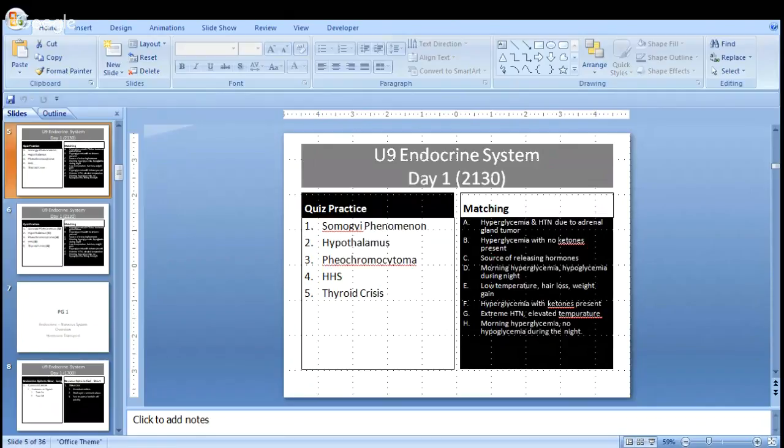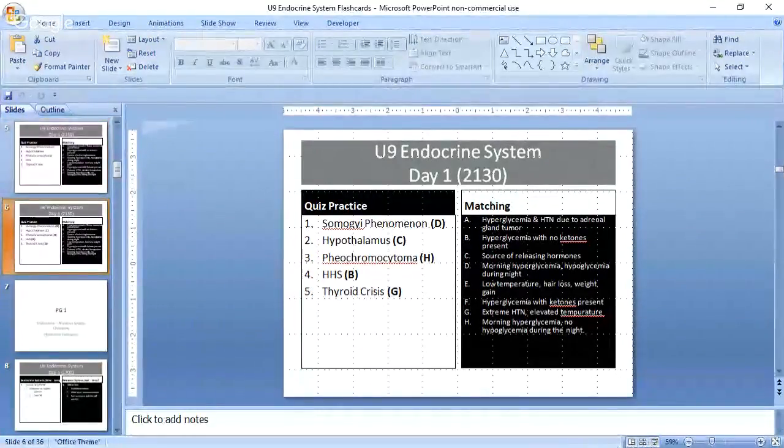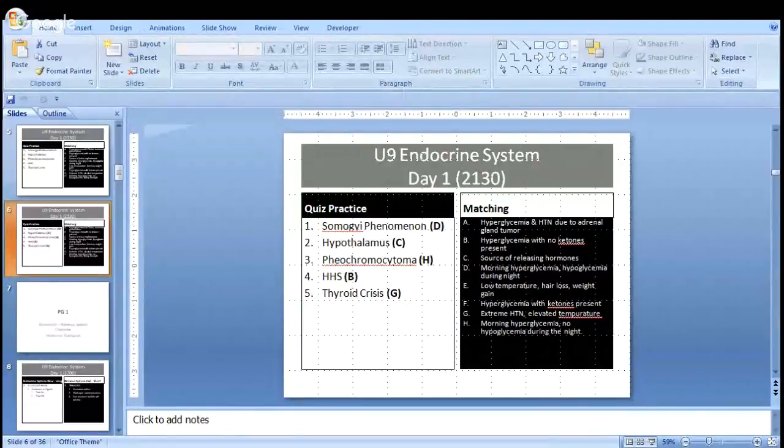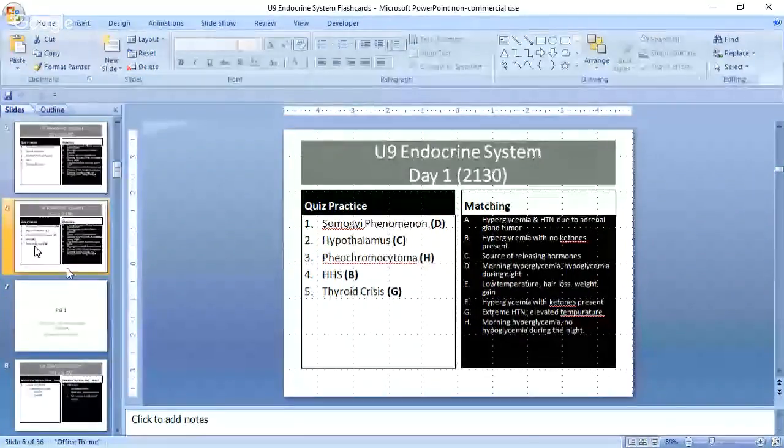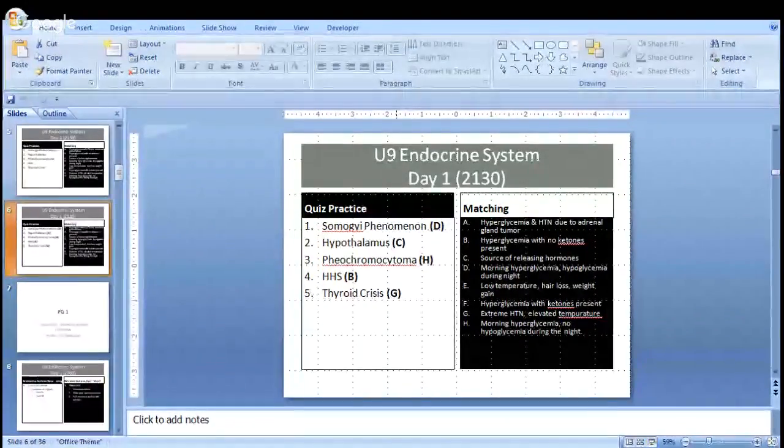On 5, I'm going to try and see if I can figure out what 5 is. Thyroid crisis, that's a big one, right? I cheated and gave it to you. So there are the answers. G: extreme hypertension, elevated body temperature. When we hear HHS, what do we think of? There are 2 that go together, they're both acronyms. Is it the hematocrit and hemoglobin?